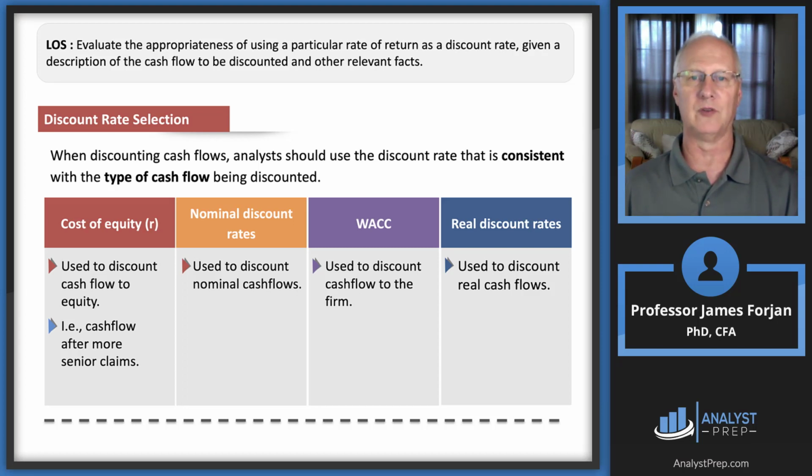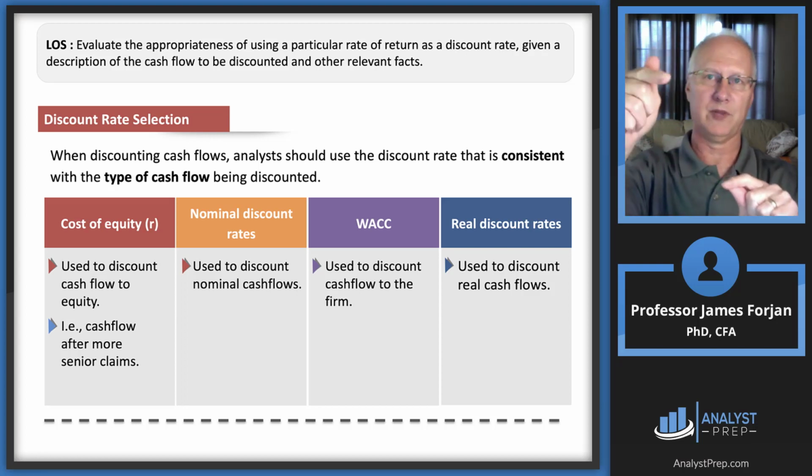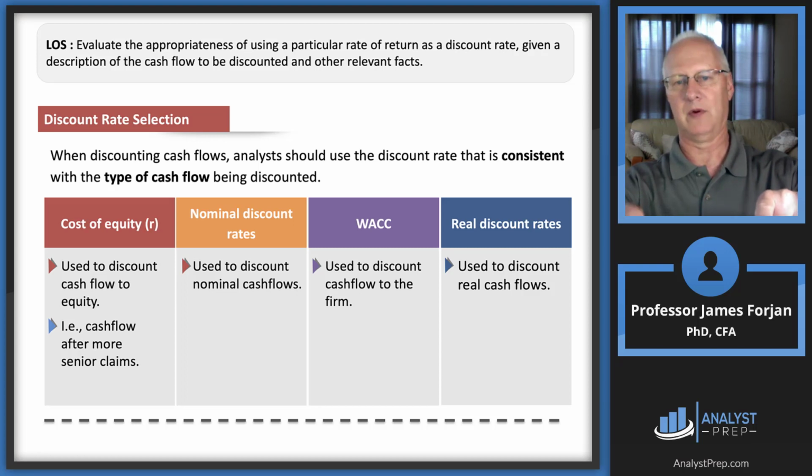When discounting cash flows, analysts should use the discount rate that is consistent with the type of cash flow being discounted. All right, that makes perfect sense, that whatever we have in the numerator, then the interest rate or the discount rate in the denominator ought to be a reflection of the riskiness or the uncertainty of those cash flows. All right, so cost of equity should be used to discount cash flow to equity. That makes sense, right? Nominal discount rates are used to discount nominal cash flows. Weighted average cost of capital is used to discount the cash flows to the firm. So that's important there. So look at cost of equity, cash flow to equity, weighted average cost of capital, cash flows to the firm.